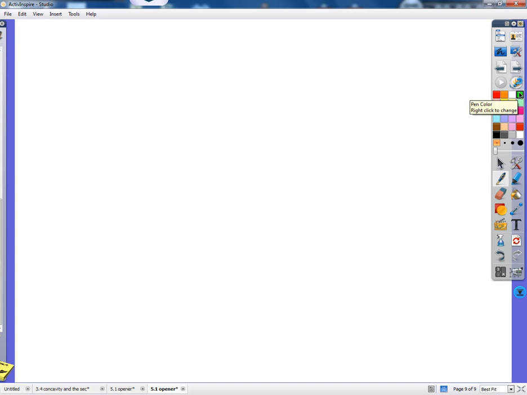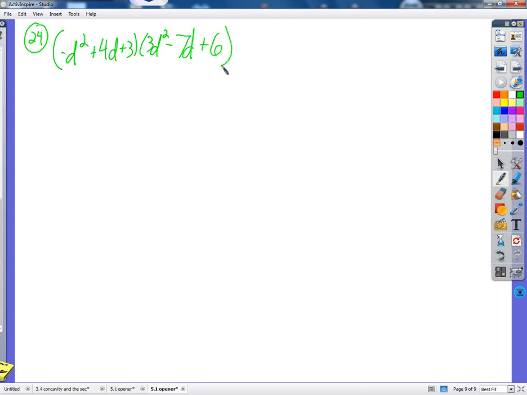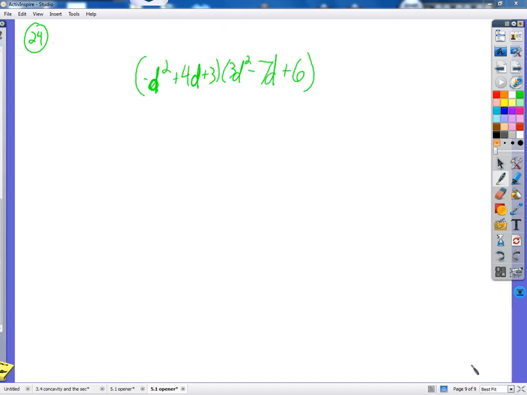I'm going to give you one to do on your own. Let's make it a little more challenging. It's going to be three terms times another three terms. Make sure we get every pair possible multiplied together.